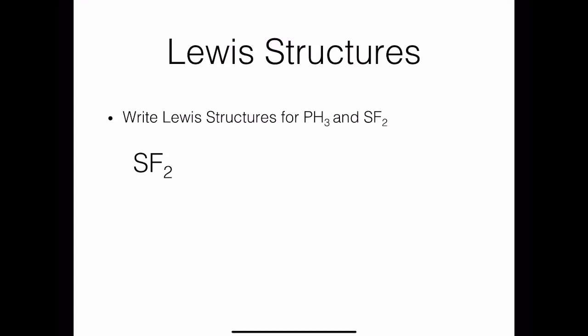For SF2, we want to count up the electrons that each element is contributing to the total. So for sulfur, we have 6. Fluorine is 7. Remember, these numbers come from the column numbers in the periodic table. Sulfur is in column 6. Fluorine is in column 7. Sulfur contributes 6. Fluorine contributes a total of 14. So I'm going to add those together to give me 20.